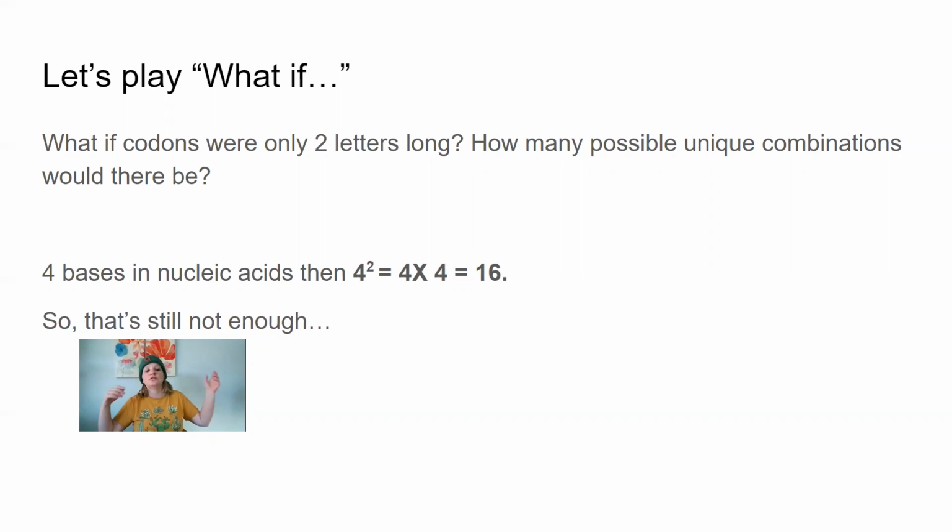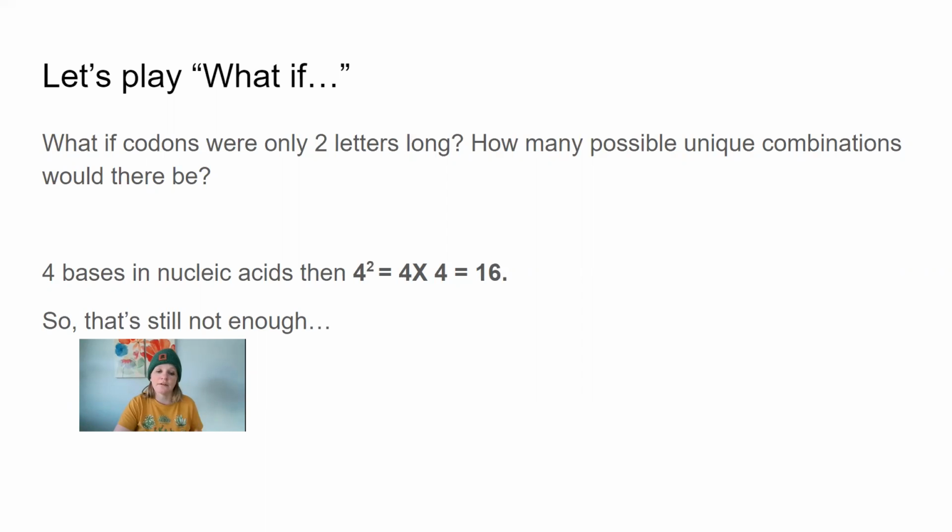So what if we did 2 letters long? How many possibilities would there be? Well, we can use the same formula. We still have our same 4 bases, so that's going to be our number here. And now we can put our exponent as the number of bases, or how many bases long our codons are. So if we did 2, that would be 4 to the second power, which is 4 times 4. That's 16. That's still not enough.